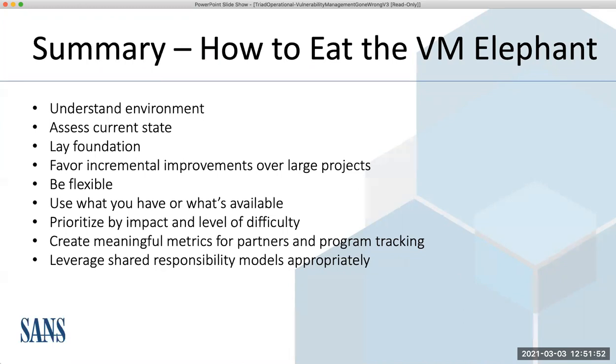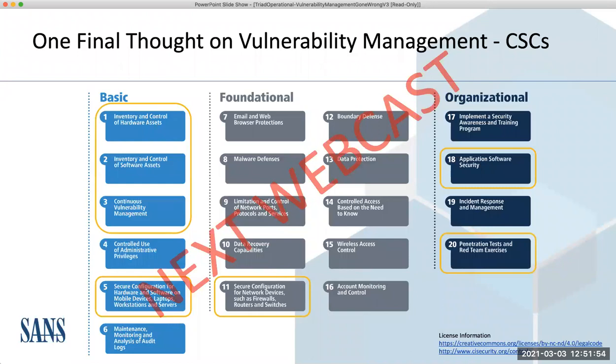And then if you move to the next slide, Jonathan, just to touch briefly on our next webcast, which covers the critical security controls, I wanted to highlight that 4 of the 6 basic controls have a huge impact or are directly related to what we're talking about today.